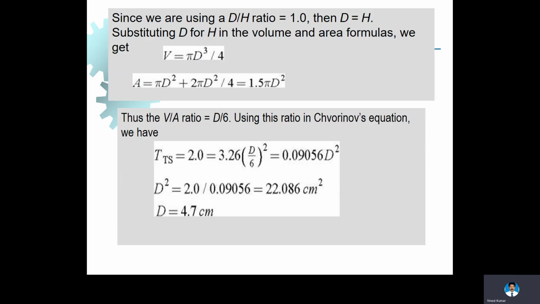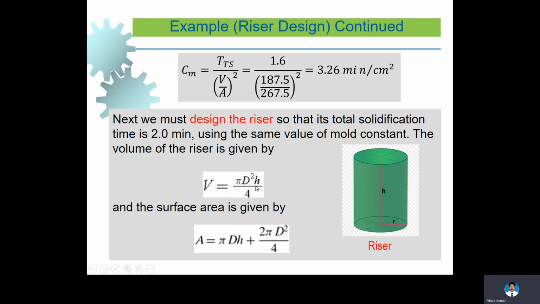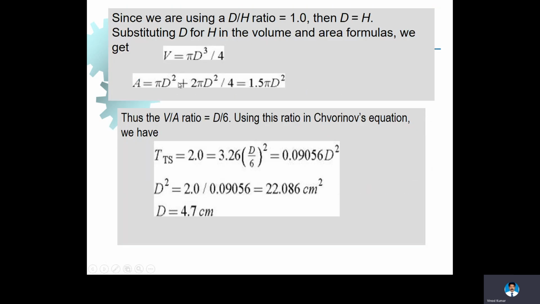Using this, we get the total area, and then we find in the question itself, it is given the diameter to height ratio is 1, so diameter is equal to height. So substitute here, instead of h, you can substitute d. So we get pi over 4 d cube, and here pi d square plus 2 pi d square over 4. So this is the volume and area.